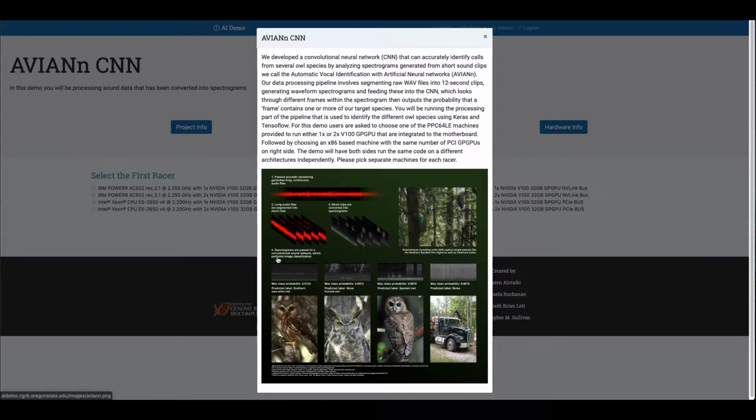This demo is here to run the algorithm that helps us identify owls in the forest using sound. We have recorders in the forest. They sit there and record the forest and allow us to break the data up and then identify owls. Right now we're finding about 11 different species.